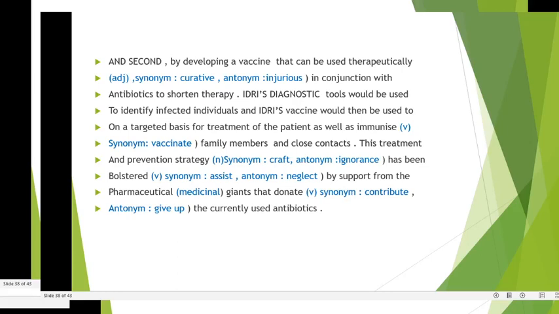IDRI's diagnostic tools would be used to identify infected individuals, এবং IDRI এর রোগ নির্ণয়ের যন্ত্রপাতিসমূহ আক্রান্ত প্রতিটি ব্যক্তিকে শনাক্ত করতে ব্যবহৃত হবে। And IDRI's vaccine would then be used on a targeted basis for treatment of the patient as well as to immunize family members and close contacts. Immunize, it is a verb, and synonym of this word is vaccinate.